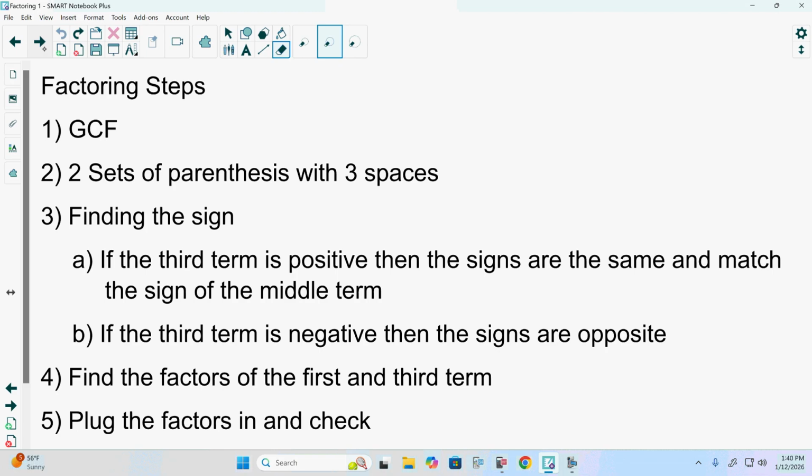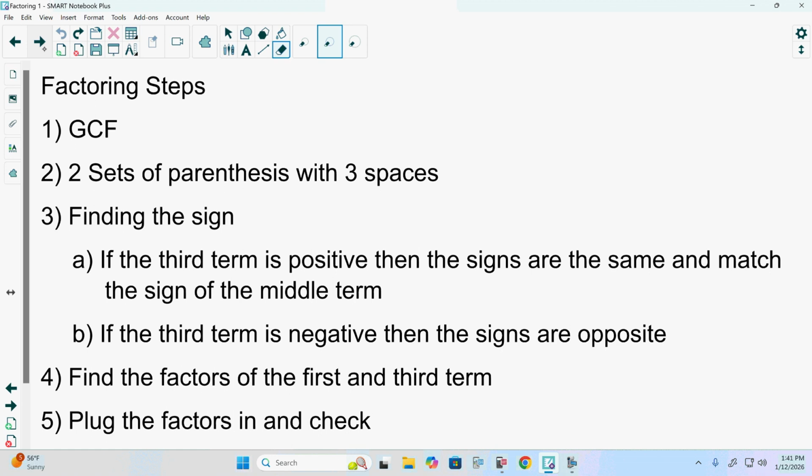We have these 5 main steps. And really with factoring in general, finding the greatest common factor is going to be the biggest first step. If there's something in common with all the terms, we need to factor it out first. Our second main step is then 2 sets of parentheses with 3 spaces, especially with these quadratics.